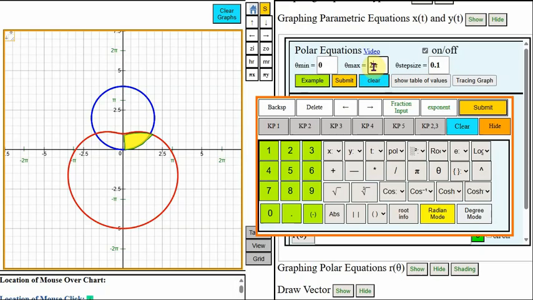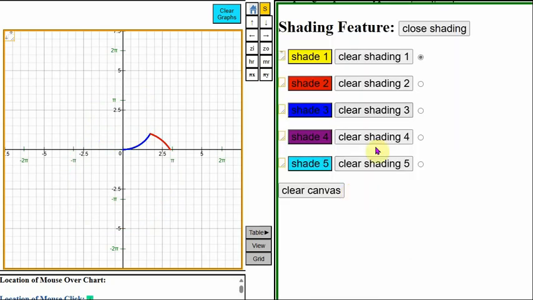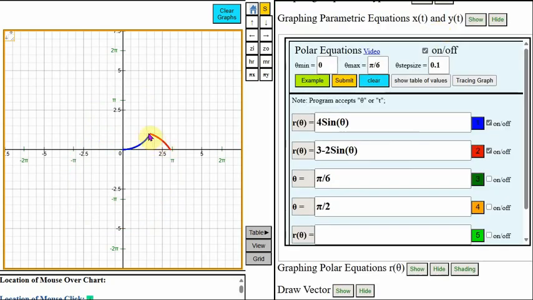Now I'm going to graph from 0 to pi over 6. We can see that we do get the point of intersection when theta is equal to pi over 6. Once again, at this point right here, the point of intersection, theta is equal to pi over 6.